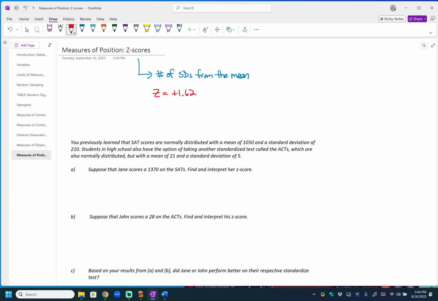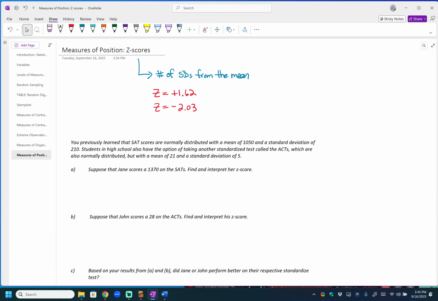On the other hand, if let's say I have a z-score of negative 2.03, then my observation will fall at 2.03 standard deviations below the mean. So the number itself represents how many standard deviations. The sign tells me whether the observation falls above the mean or below the mean in a distribution.